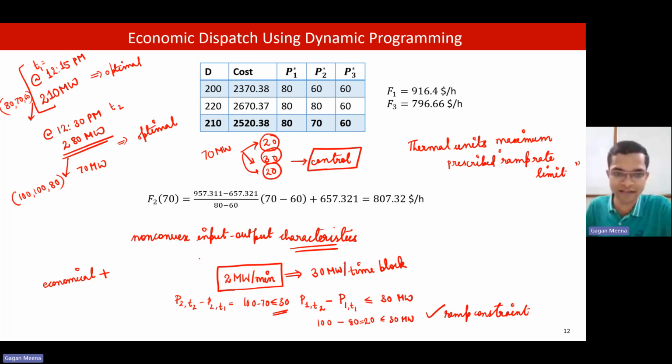Okay, let's say this is only 1.5 megawatts per minute. Then for 15 minutes, how much will it be? 15 into 1.5, it will be 22.5 megawatts per time block. In this case, what will happen? This is 20, this is 30, and this is 22.5.